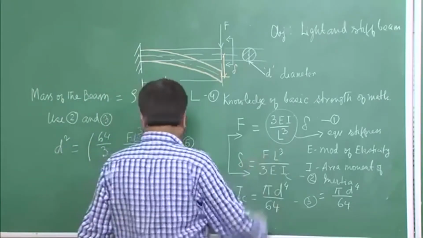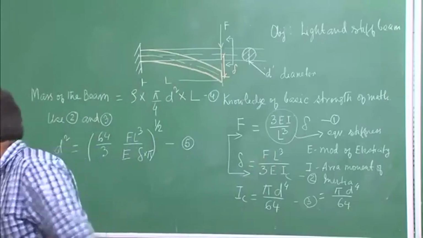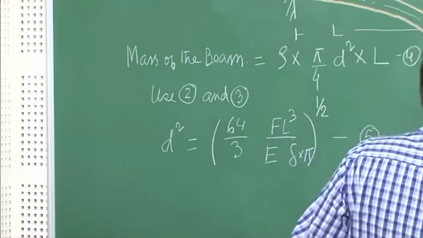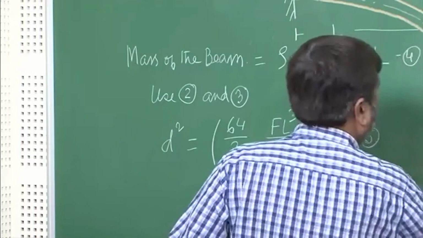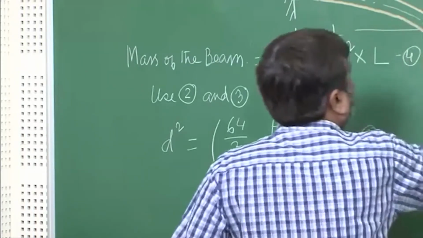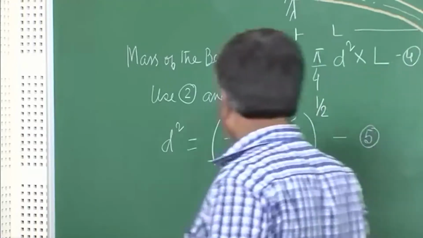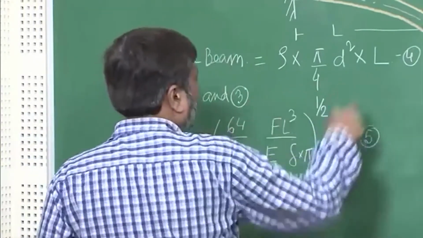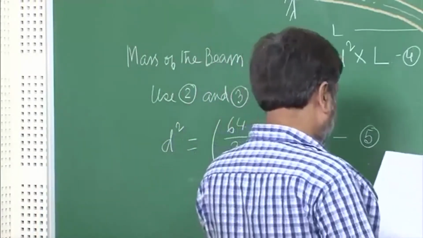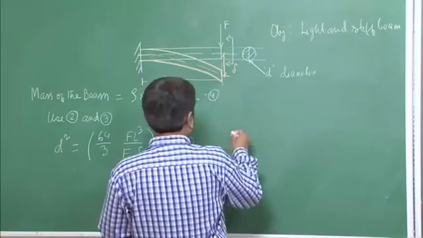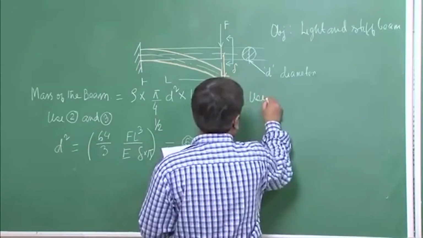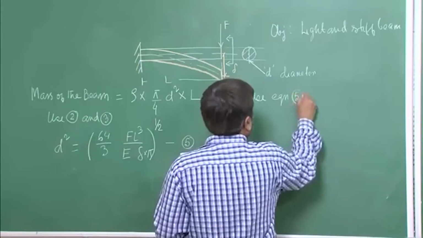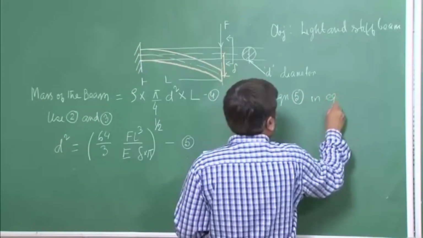Now, we substitute this whole thing and try to get an expression. So, let us erase this part now, because we have used these equations. I think we can very easily erase these parts. Let us use this expression of d square, that is equation 5. Let us use equation 5 in equation 4.